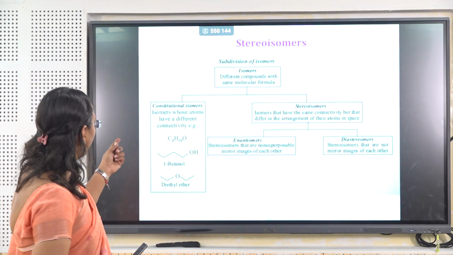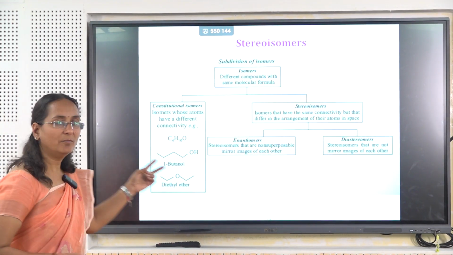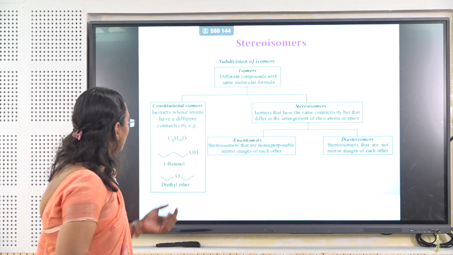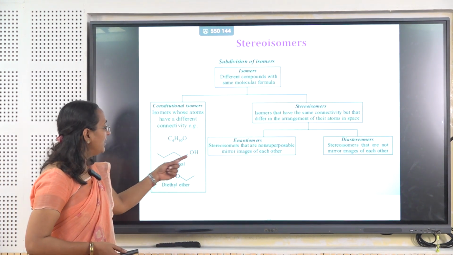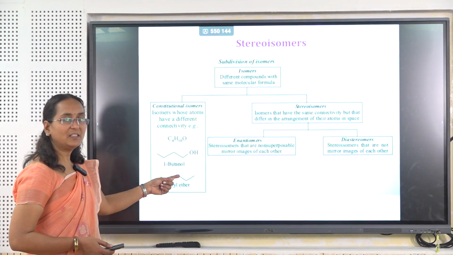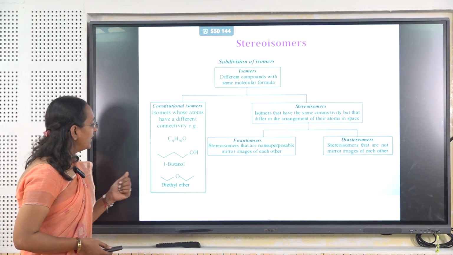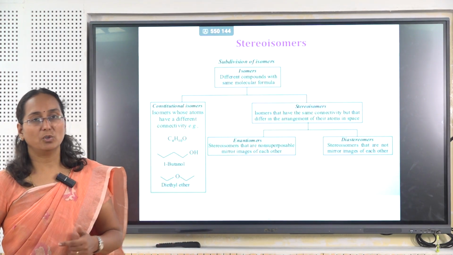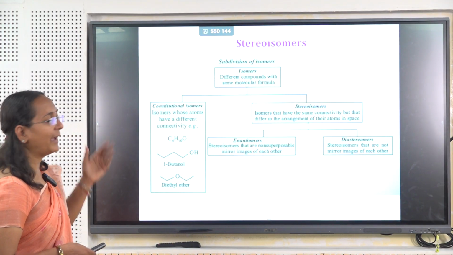Here in one example of C4H10O, we can see these two examples. One has the hydroxy group, OH group, and the other is an ether compound. So the first one is 1-butanol and the second is diethyl ether. In this 1-butanol, a hydroxy group is present as the functional group. In this diethyl ether, an ether group is present. So we can say these are isomers whose atoms have a different type of connectivity. Here the connectivity of the carbon with the functional group is different. So these types of isomers are known as constitutional isomers.